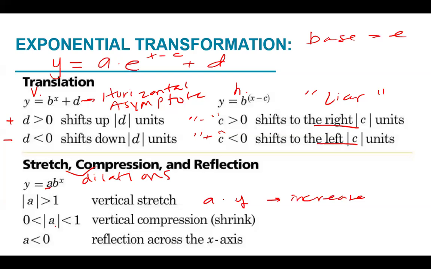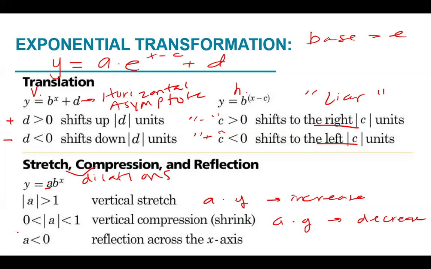If the absolute value of your A is between 0 and 1, that is a vertical compression. They're going to shrink. So again, you're taking your A and multiplying all of your Y's, but this time they're going to do what? They're going to decrease. They're going to get smaller.